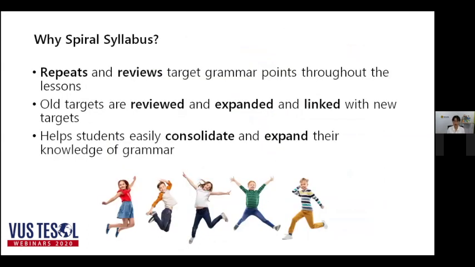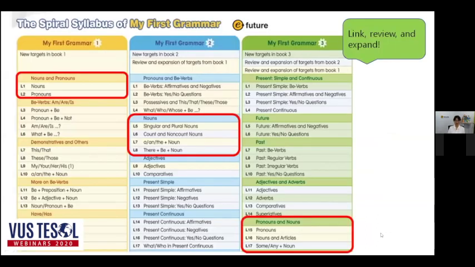So why spiral syllabus? It repeats and reviews target grammar points throughout the lessons. Old targets are reviewed, expanded, and linked with new targets. This helps students easily consolidate and expand their knowledge of grammar. It helps your students remember and expand. So this is an example of the spiral syllabus.